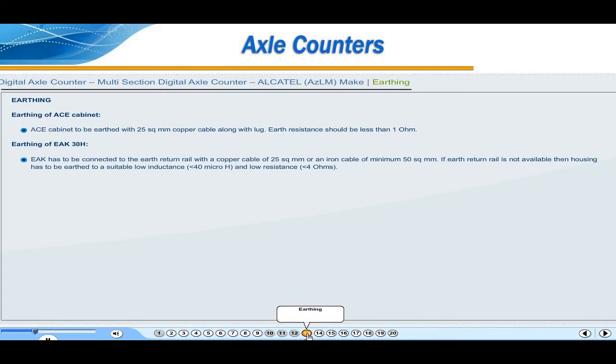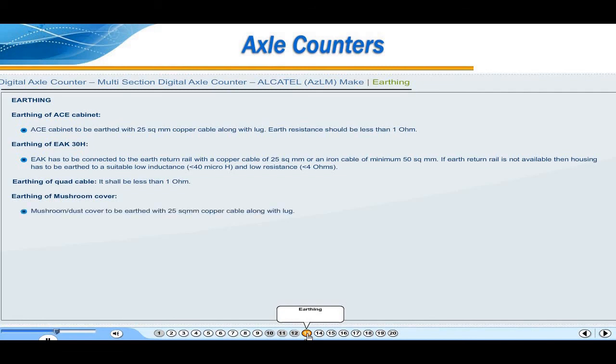If earth return rail is not available, then housing has to be earthed to a suitable low inductance, that is lesser than 40 microhenry, and low resistance, that is lesser than 4 ohms. Earthing of quad cable. It shall be less than 1 ohm. Earthing of mushroom cover. Mushroom or dust cover to be earthed with 25 square millimeters copper cable along with lug. Its earth resistance should be less than 1 ohm.